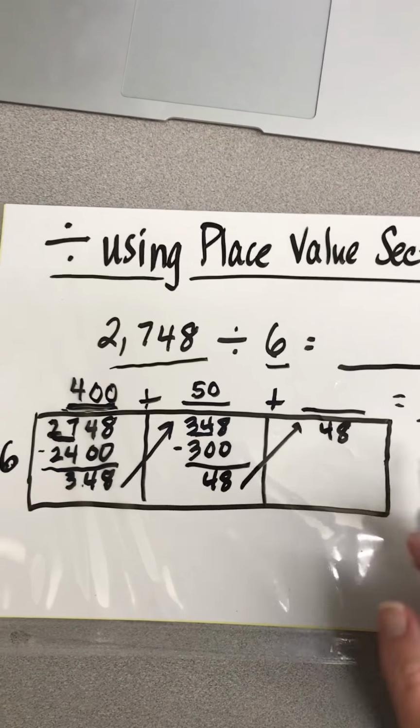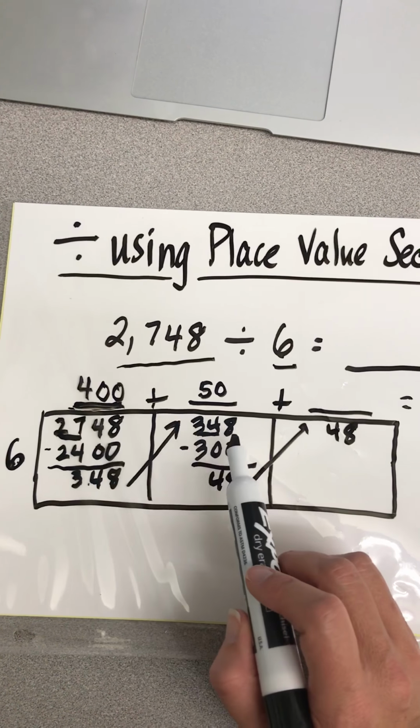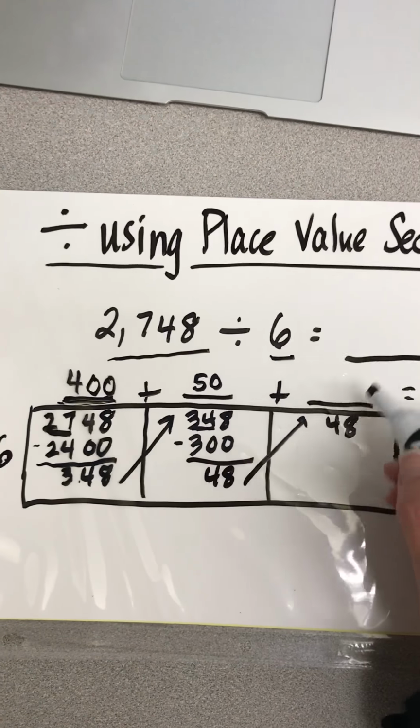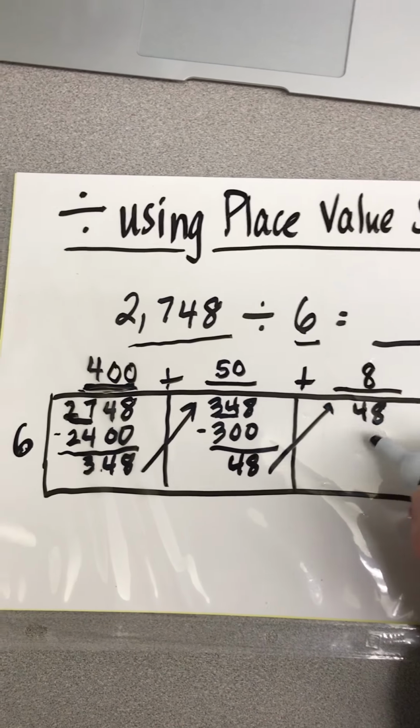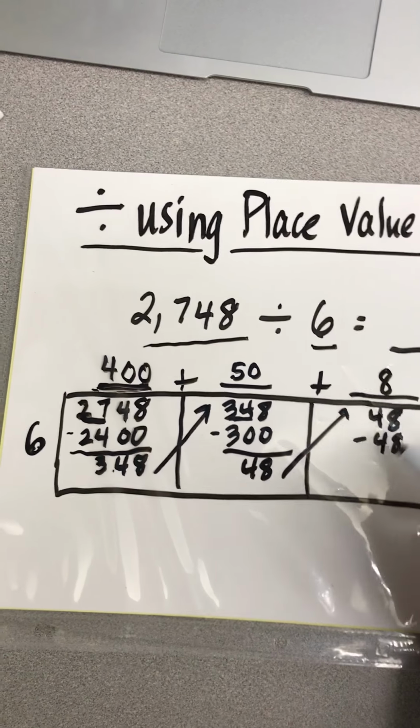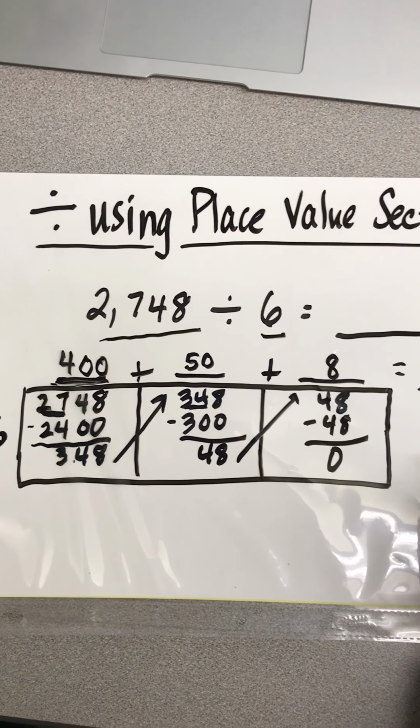And now we're asking not how many 600s or how many 610s, but how many 6s can fit into 48, and that would be 8. And now we're going to multiply 6 times 8 equals 48, and we end up with no remainder.